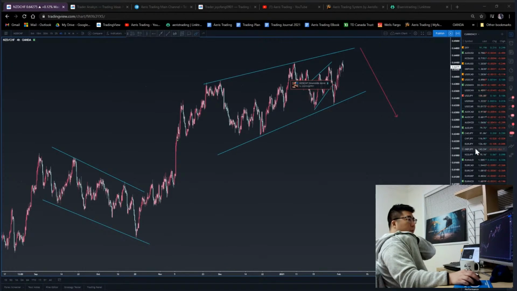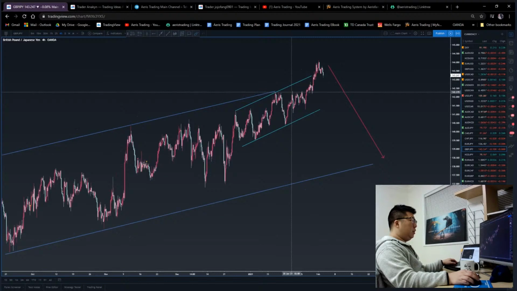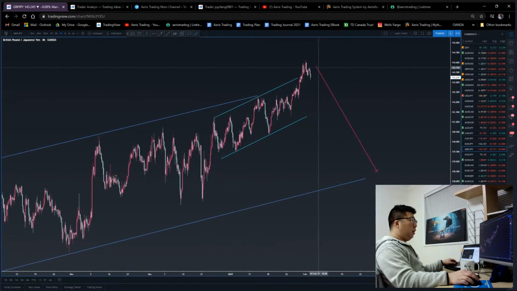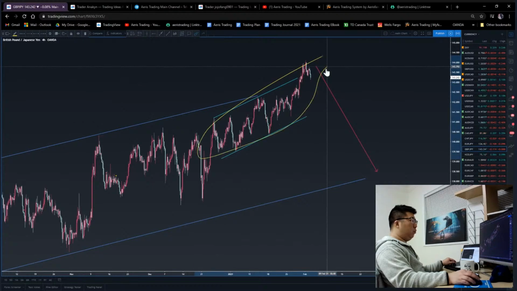Pound yen. Yeah, I didn't go over pound yen. Again, I wasn't too interested in it. I think we talk about this in the weekly outlook. What I ultimately want to see is this part of the price to complete, right?